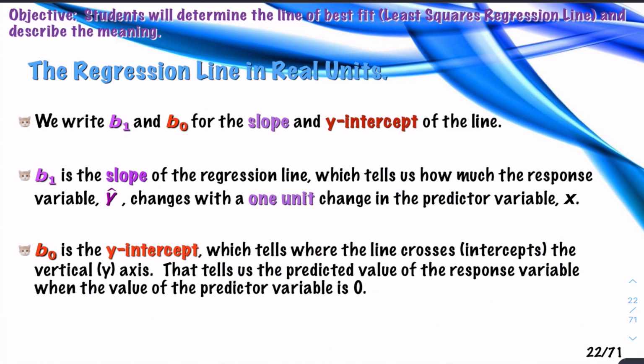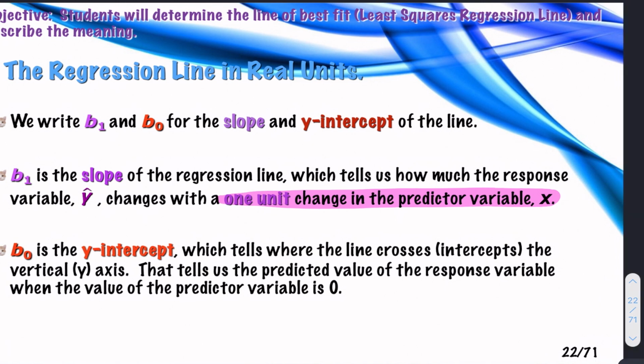So we write b1 and b sub 0, b naught, for the slope and y-intercept of the line. b1 is the slope of the regression line, which tells us how much the response variable, or y hat, changes with a 1 unit change in the predictor variable, or the x. B sub 0, or b naught, is the y-intercept, which tells us where the line crosses the vertical axis. That tells us the predicted value of the response variable when the value of the predictor variable is 0, which we know is when x is 0. Sometimes it's relevant, sometimes it's not.